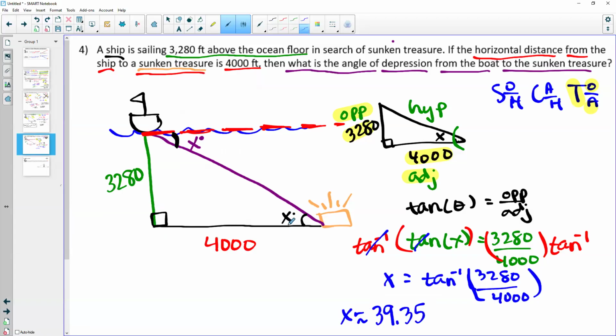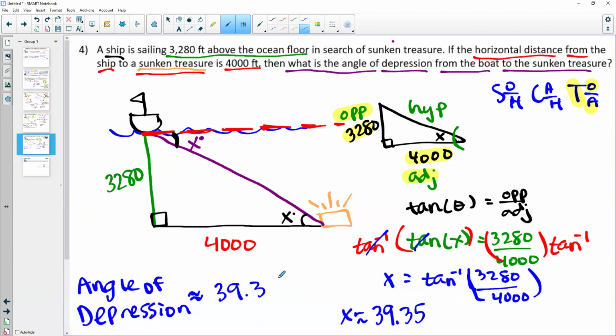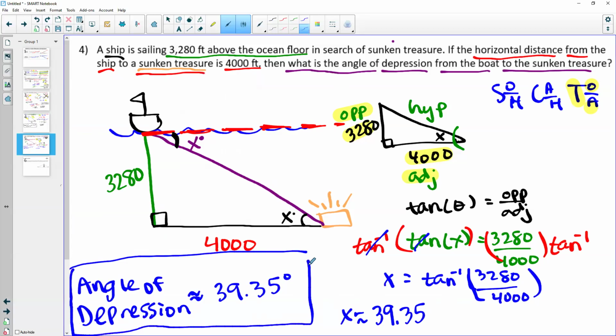So we can now answer the question, what is the angle of depression from the boat to the sunken treasure? Remember, this is x and this is x. Okay. The angle of depression is what we got for x, approximately 39.35 degrees. Remember, angles are in degrees. Those are the units we look at for angles. All right. And so that represents the last problem in the notes.